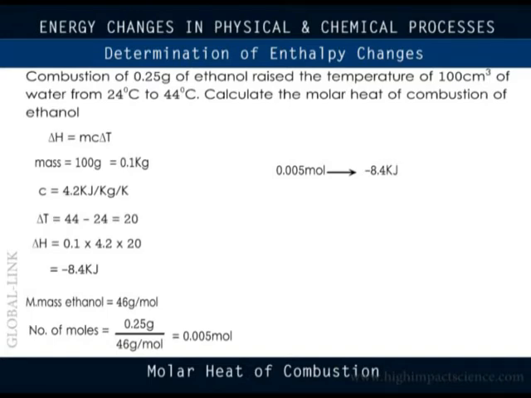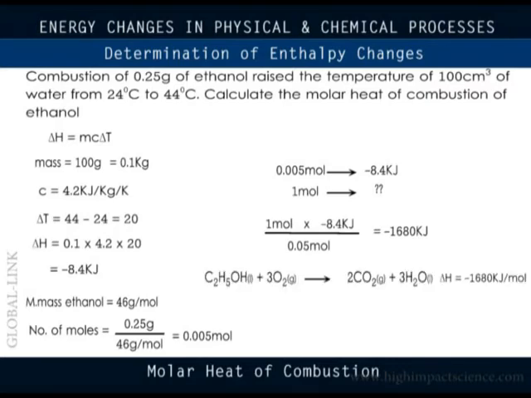What if it was 1 mole? That is 1 mole over 0.005 moles times 8.4 kilojoules, and that gives us 1,680 kilojoules. Because this is the energy that was released by ethanol, and this is an exothermic reaction, we put a negative. And this is the thermochemical equation.